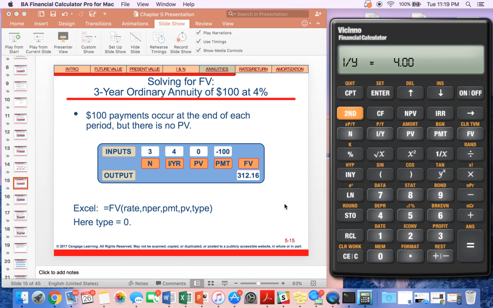I don't have a present value. So a lot of people ask me, well, I have a payment, I should have $100. Well, with an ordinary annuity today, you don't have any because the annuity is coming at the end of the period. So today, your present value is 0.